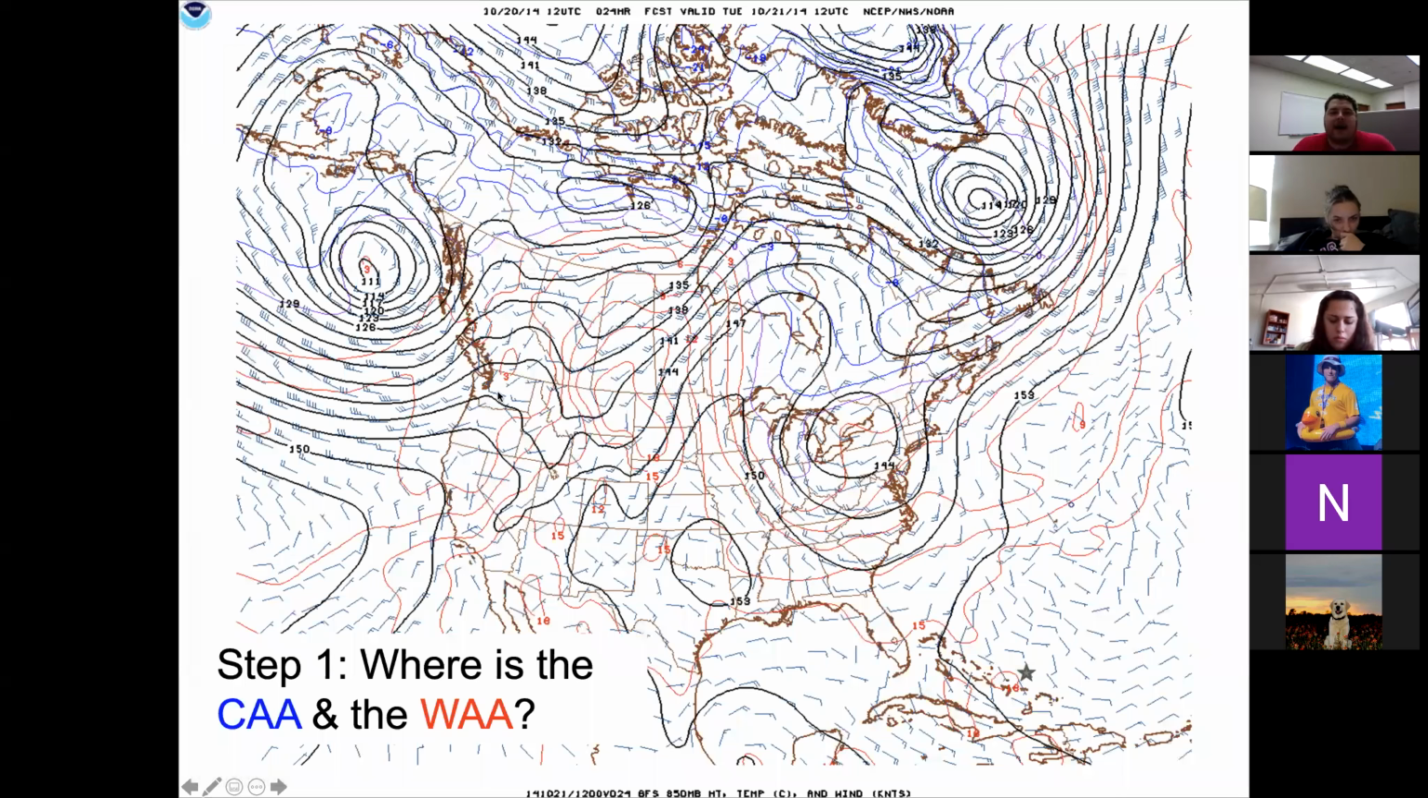So right here we have an 850 millibar map, and we're going to go ahead and find our cold air advection and our warm air advection. So I'll give you a few seconds just to think and guess where both of these would be before I reveal it.